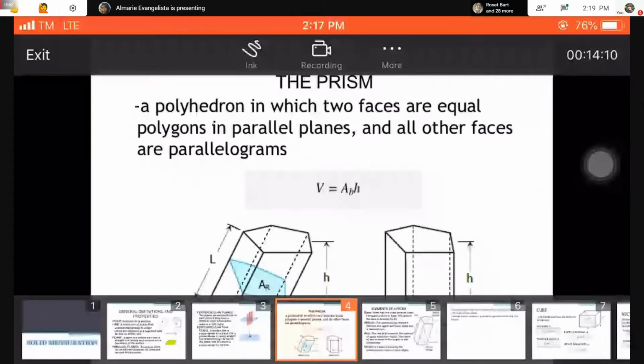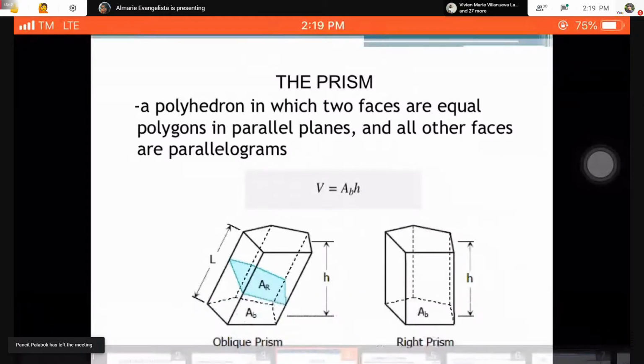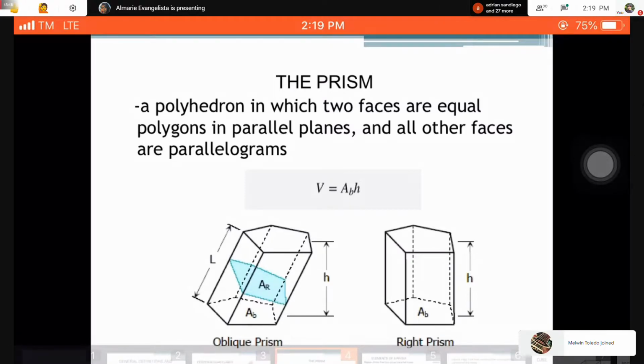So, as napapansin nyo, merong dalawang figure sa baba. So, yung isa oblique, yung isa right. So, yung oblique prism, nakaslant. Obviously, nakaslant siya. And yung oblique prism, yung edges and faces niya, hindi siya perpendicular dun sa base.